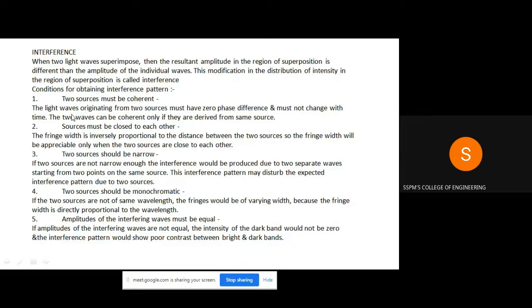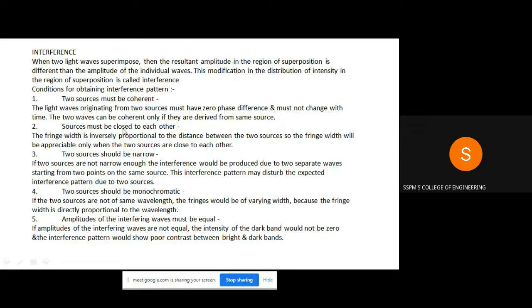The important condition is that the two sources which superimpose on each other to produce maximum or minimum of intensity must be coherent sources. Coherent sources means the two waves propagating through the medium must have a constant phase difference or zero phase difference. So two sources must be coherent.